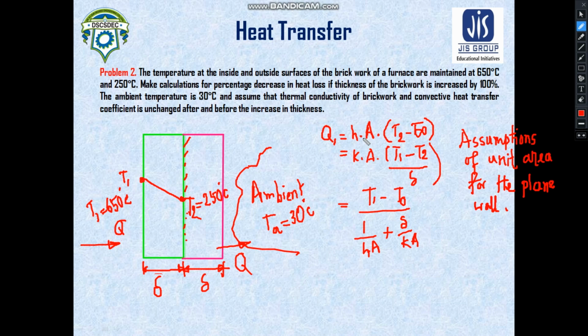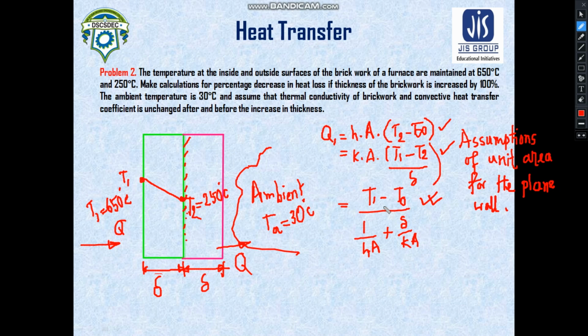Okay, so this is the heat transferred via the convection mode. This is the heat transfer via the conduction mode through the plane wall. This is the heat transfer between this side of this plane wall with the ambient. So you know there is air present here, so heat transfer is going on by the mode of convection here. So this is convection, this is conduction, and this is the combined conduction and convection effect.